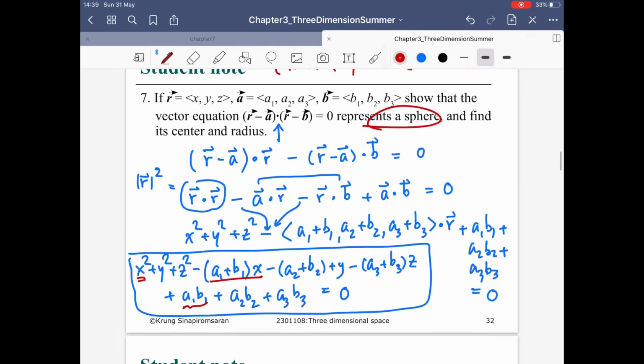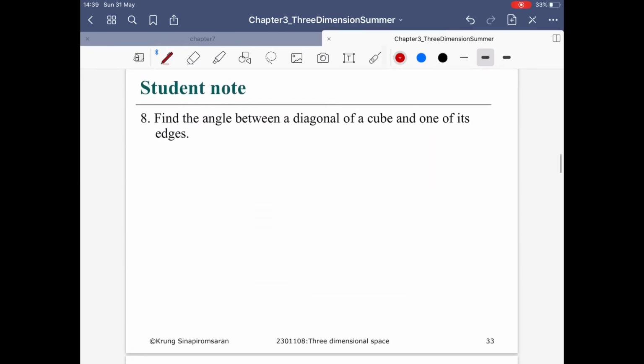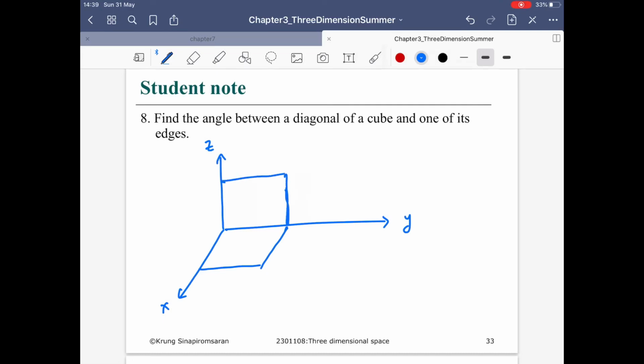How about this one? If we want to find the angle between the diagonal of the cube and one of the edges, can you represent the problem like this? If this is your z, this is your x, this is your y. So the cube means that each of the sides of the box will be the same, right? So let me try to draw a good cube. It has the same size.